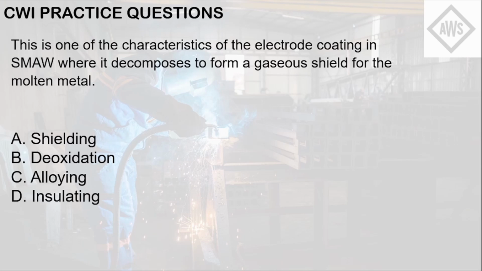So the answer here is letter A, shielding. It is the characteristic of the electrode coating where it decomposes to form a gaseous shield for the molten metal, for the purpose of protecting it from harmful gases that will embrittle the weld or cause unattended weld defects.